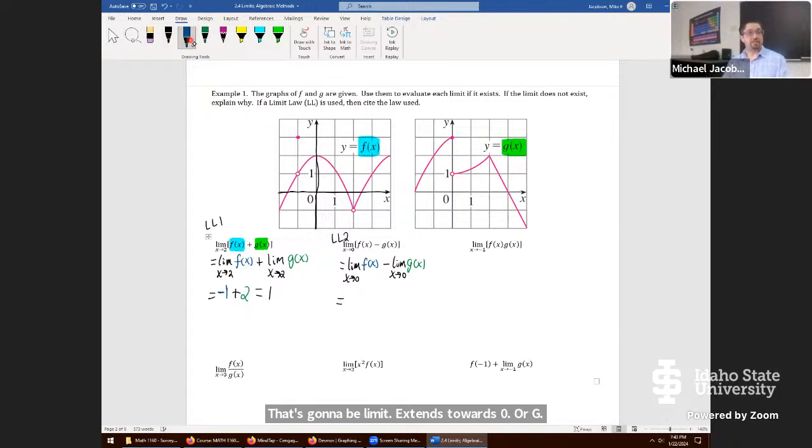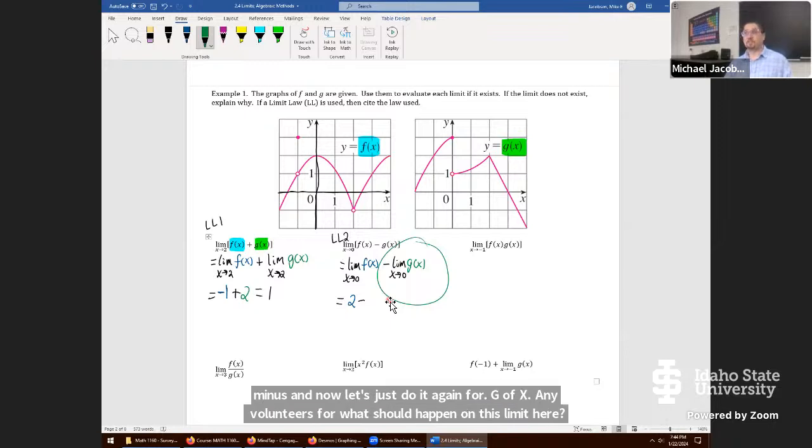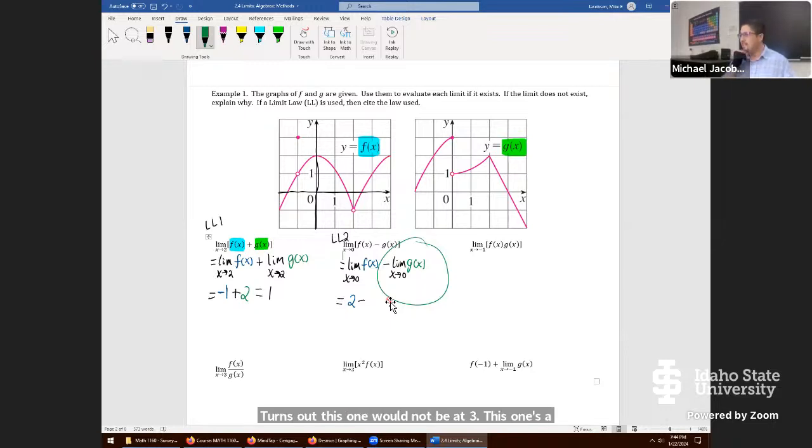Like before, we just go to each individual graph to resolve the limit. The first one is asking about f of x, so we're on this graph here. As x tends towards 0, on either side, we're heading towards a height of 2. So 2 on this one. Then minus, and now let's just do it again for g of x. Any volunteers for what should happen on this limit here? Turns out this one would not be a 3. This one's a little bit weird in a certain sense, right? It has options in some sense. Anyone in Zoom see what the trouble could be with that limit right here?